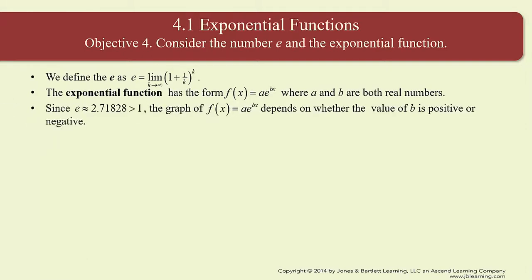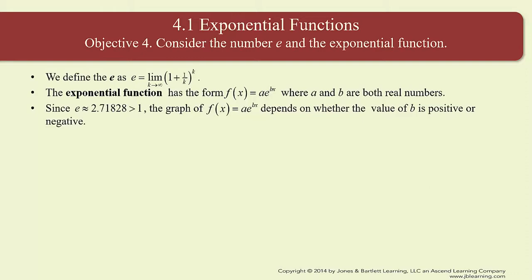Now, e as a decimal is approximately 2.71828, and it continues on forever and ever, just like pi. That's what it means to be irrational. But it's a positive number. I mean, it's greater than 1. So e is greater than 1.